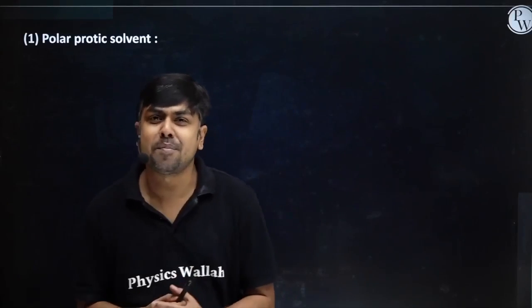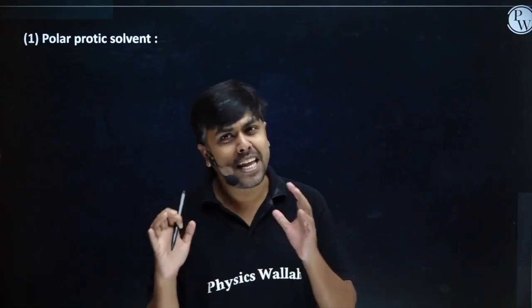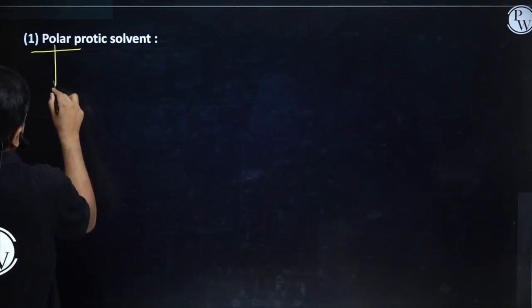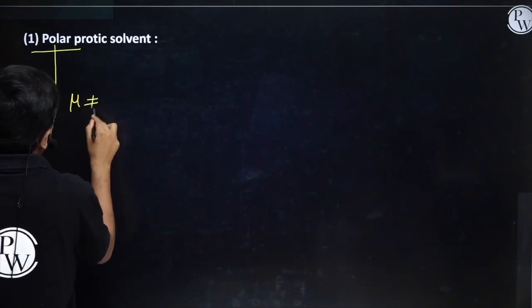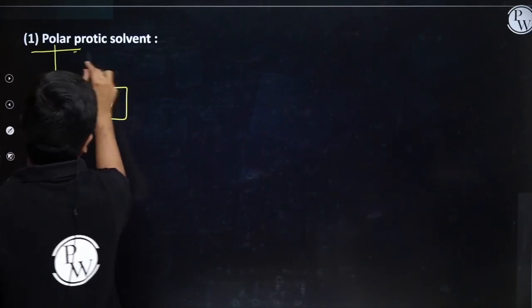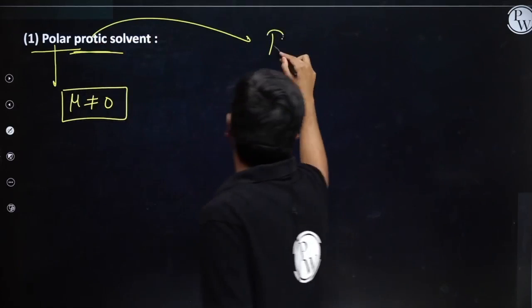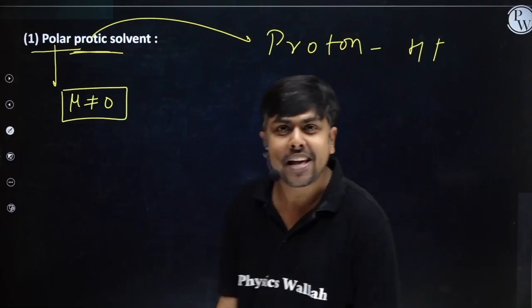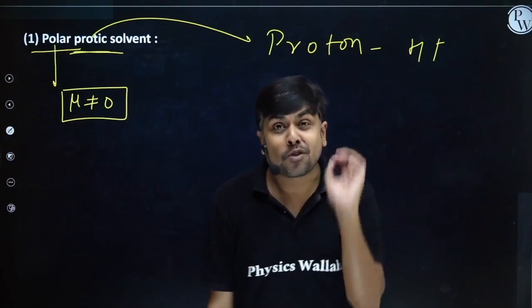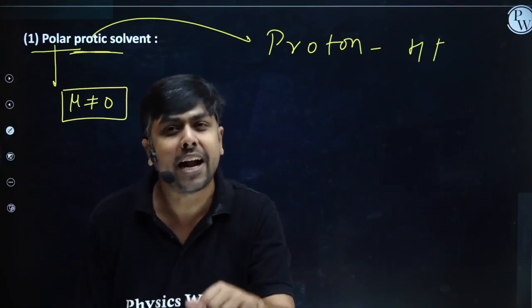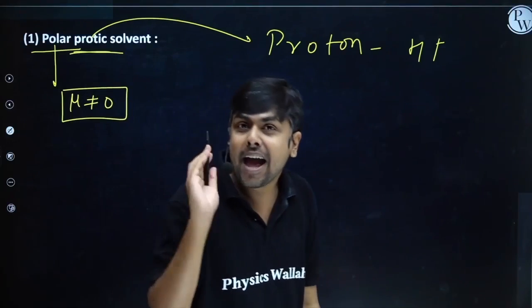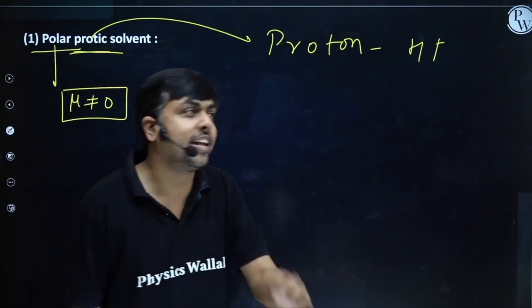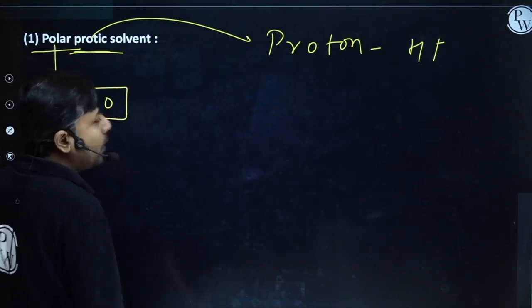Students, now let's talk about polar protic solvent. The name itself says polar and then protic. So dipole moment has to be non-zero. The polar solvent which is having acidic hydrogen, protic stands for proton. Proton is nothing but H plus, the solvent which is having acidic hydrogen, the solvent where one of the hydrogen atom is directly attached to a highly electronegative element like nitrogen, oxygen or fluorine. Such solvents are referred to as polar protic solvent.